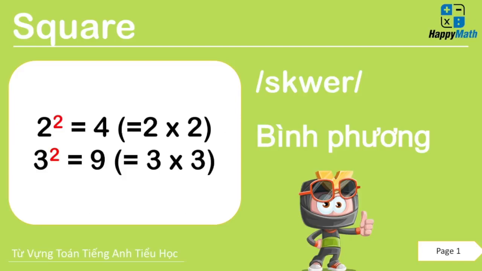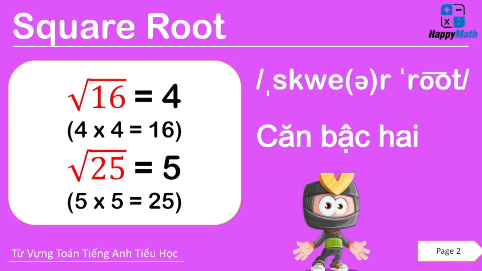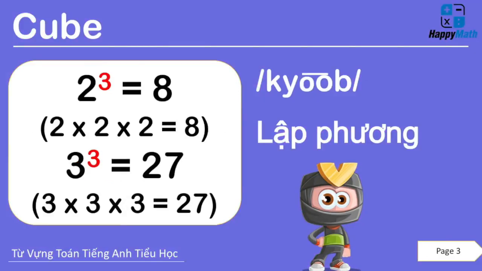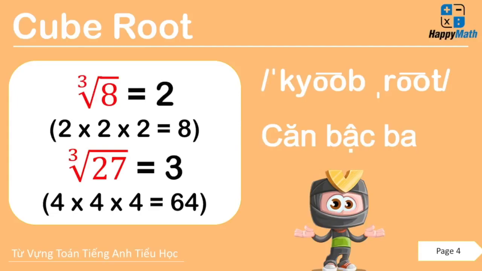Another meaning of the square is hình vuông, and in some cases, the square is used in another meaning like square root. The square root means the inverse of the square. When you take the square root of something, you have to find the number smaller than the main number. Cube. You take one number times itself 3 times, and you got cube. And the inverse of cube, you got cube root.